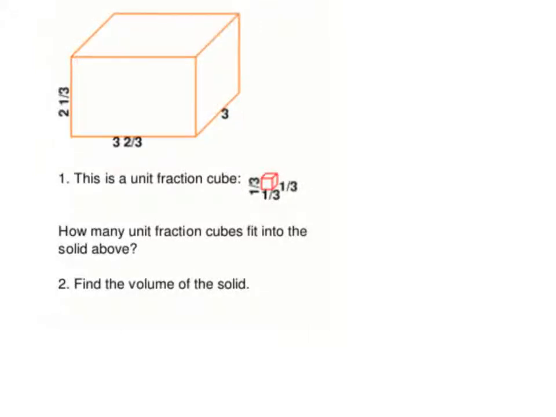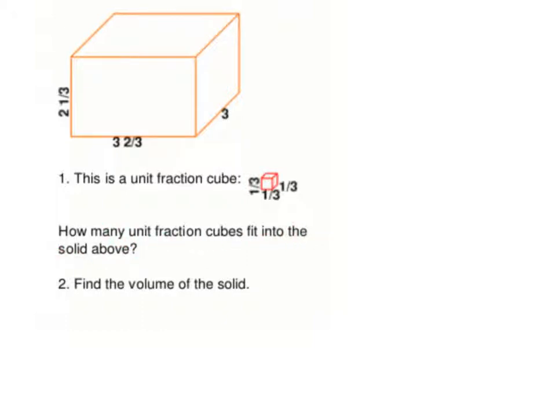In this video we're going to have a look at how to work out the volume of a cuboid using unit fraction cubes. So as we can see here, we've got our cuboid with side lengths 3 2/3, 2 1/3 and 3 units respectively, and we've got a unit fraction cube of side 1/3. So the first question says, how many unit fraction cubes fit into the solid above?